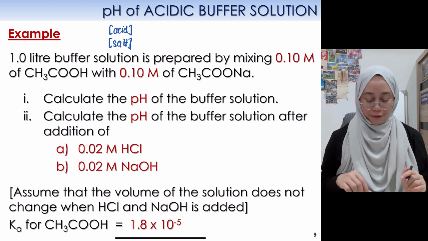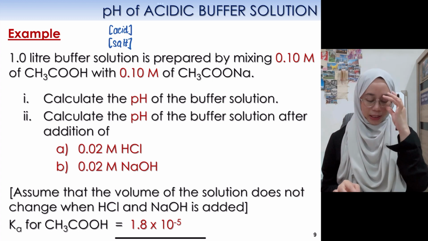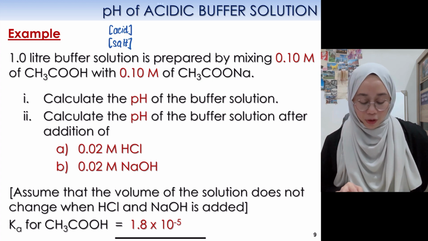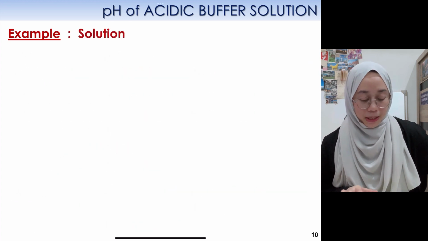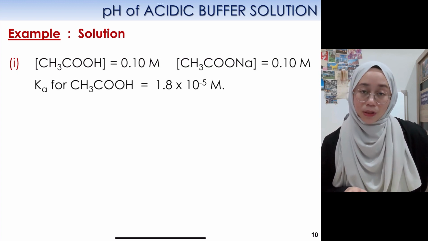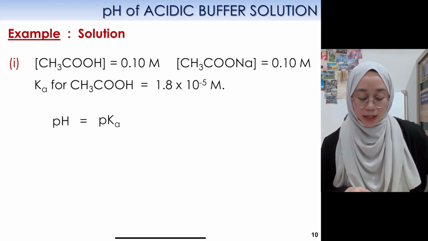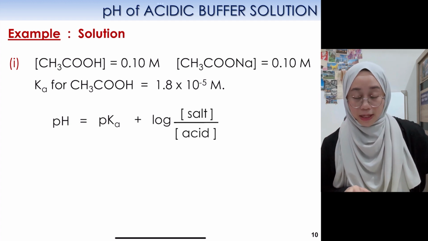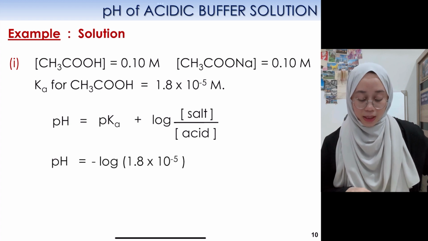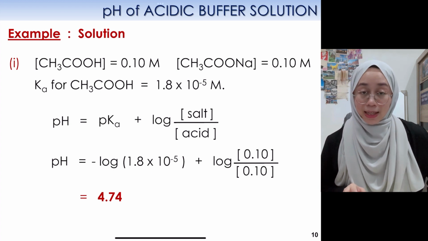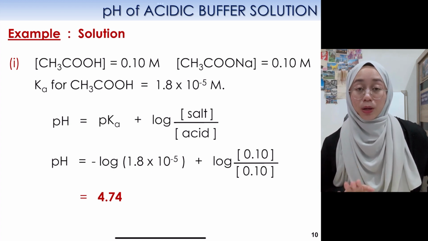Okay, so assume that the volume of the solution does not change when HCl and NaOH is added, and then kita punya Ka for the weak acid adalah 1.8 exponent negative 5. Okay, so the first part kita nak kena kira the pH of the buffer solution dahulu. We have been given the concentration of weak acid and also the salt, and then Ka pun dah ada, so immediately we can masukkan dalam formula Henderson-Hasselbalch, which is pKa plus log salt divided by acid punya concentration. So kalau kita masukkan dekat dalam ni, kamu akan dapat jawapan dia adalah 4.74 dekat sini. So this is the pH untuk kita punya buffer solution.